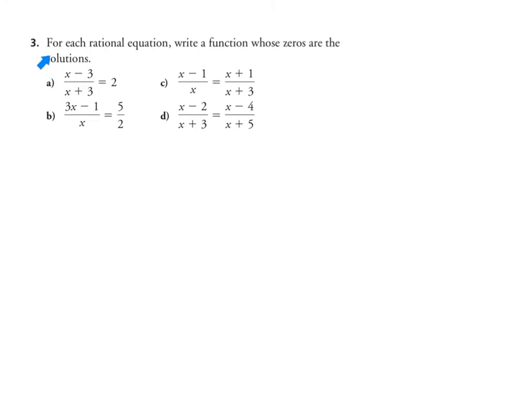All right, this wasn't part of your homework. Number 3 wasn't included, but again, this is just such a nice question to do, and it's going to be so easy to do, so I'm just going to do it for you.